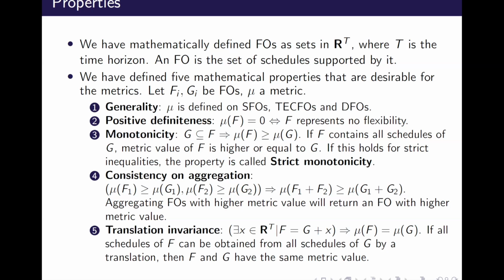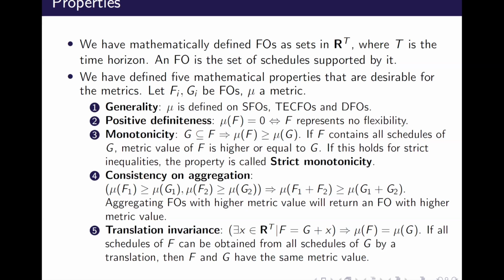Generality basically means that it is defined for all types of flex offers. Positive definiteness means that a metric should give a 0 value to flex offers that represent no flexibility. So if only one schedule is available, if there's only one type of execution available from a flex offer, it should have a value of 0.